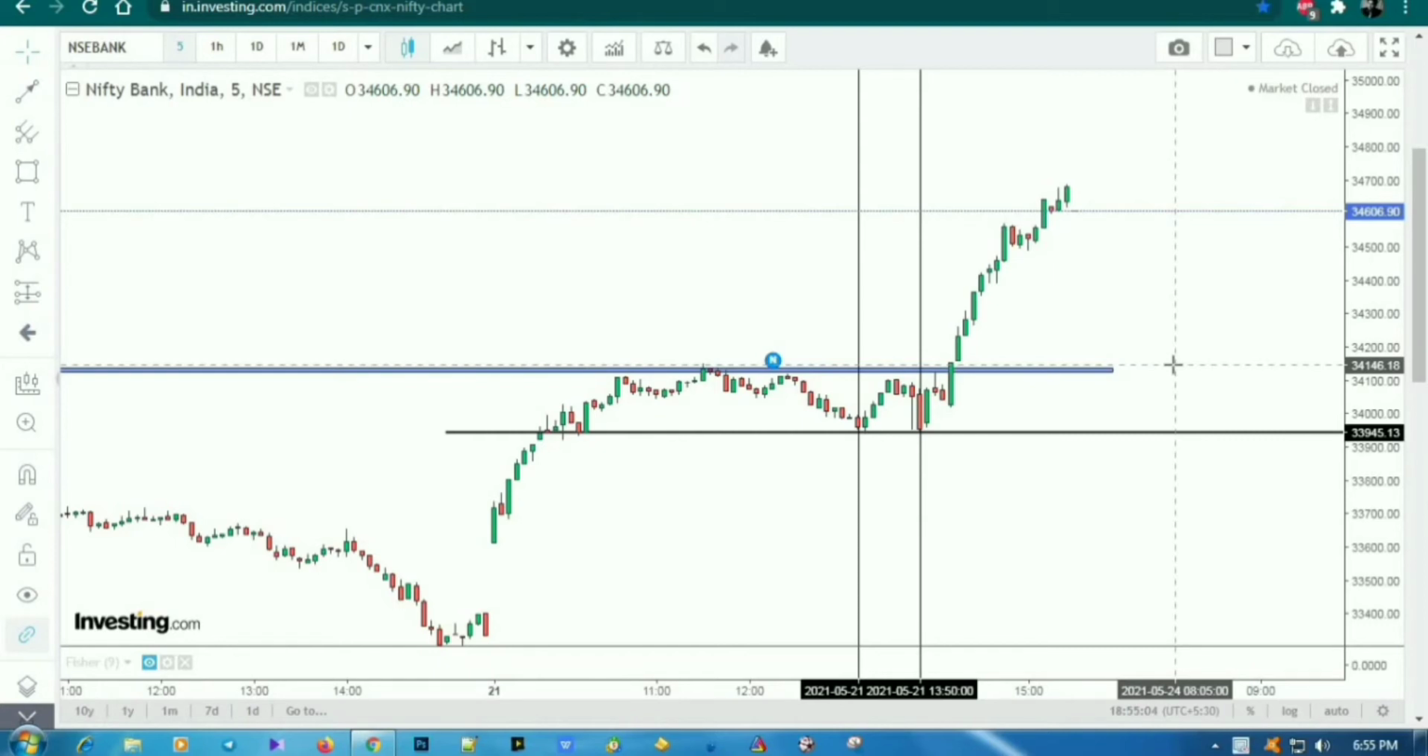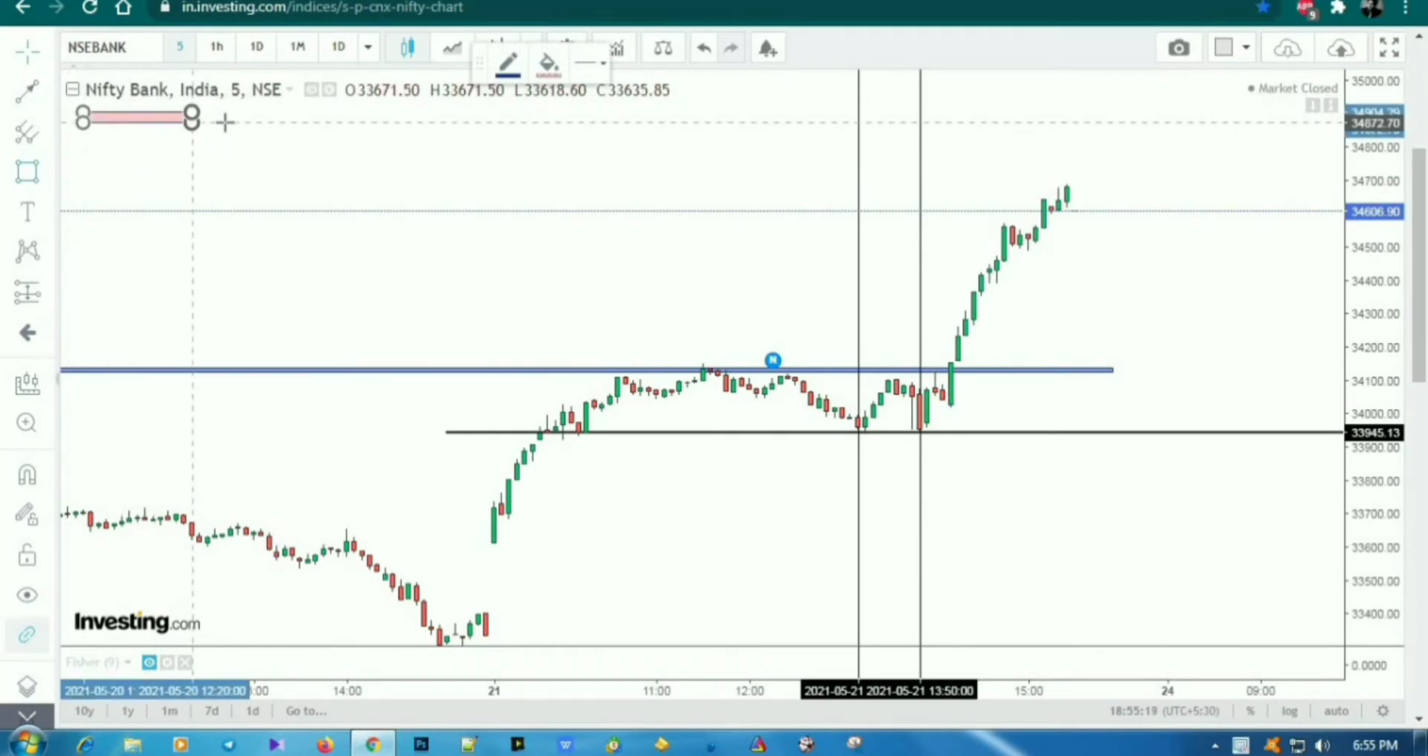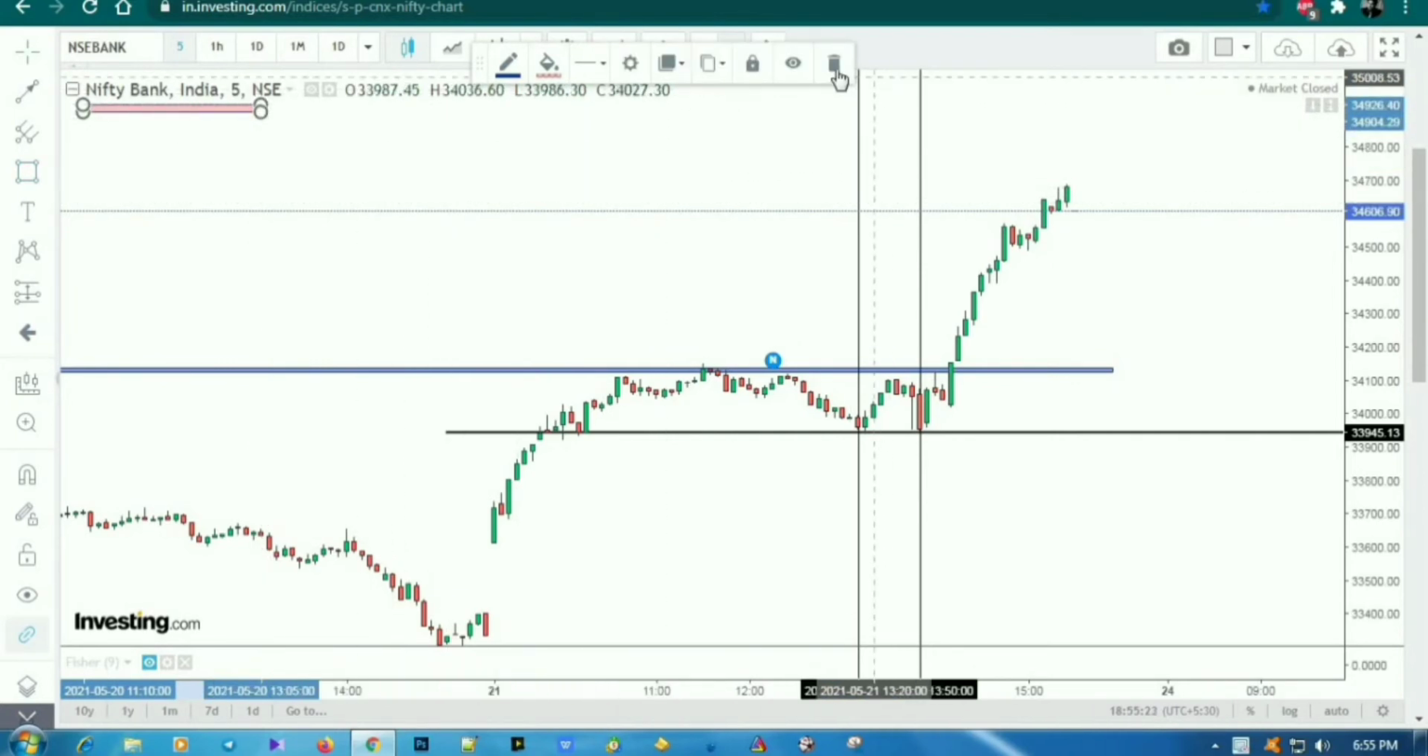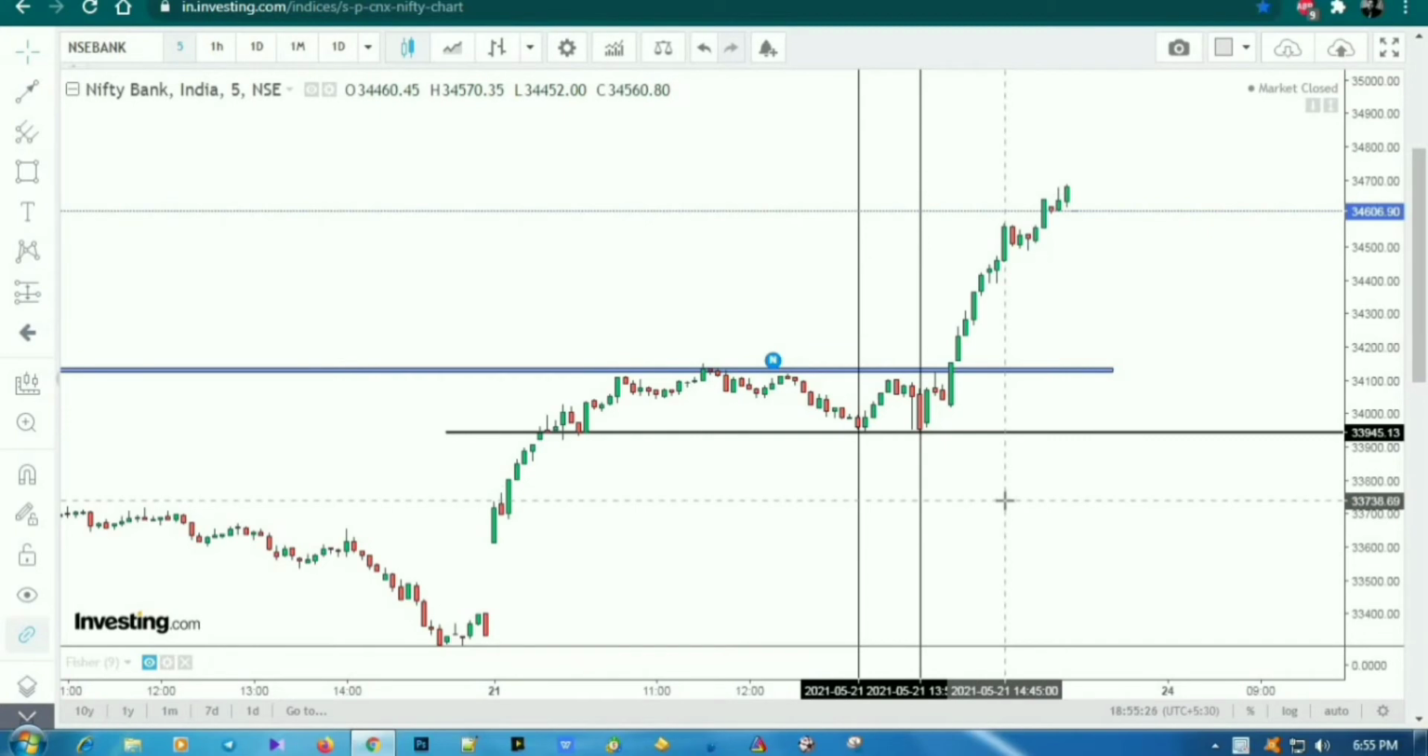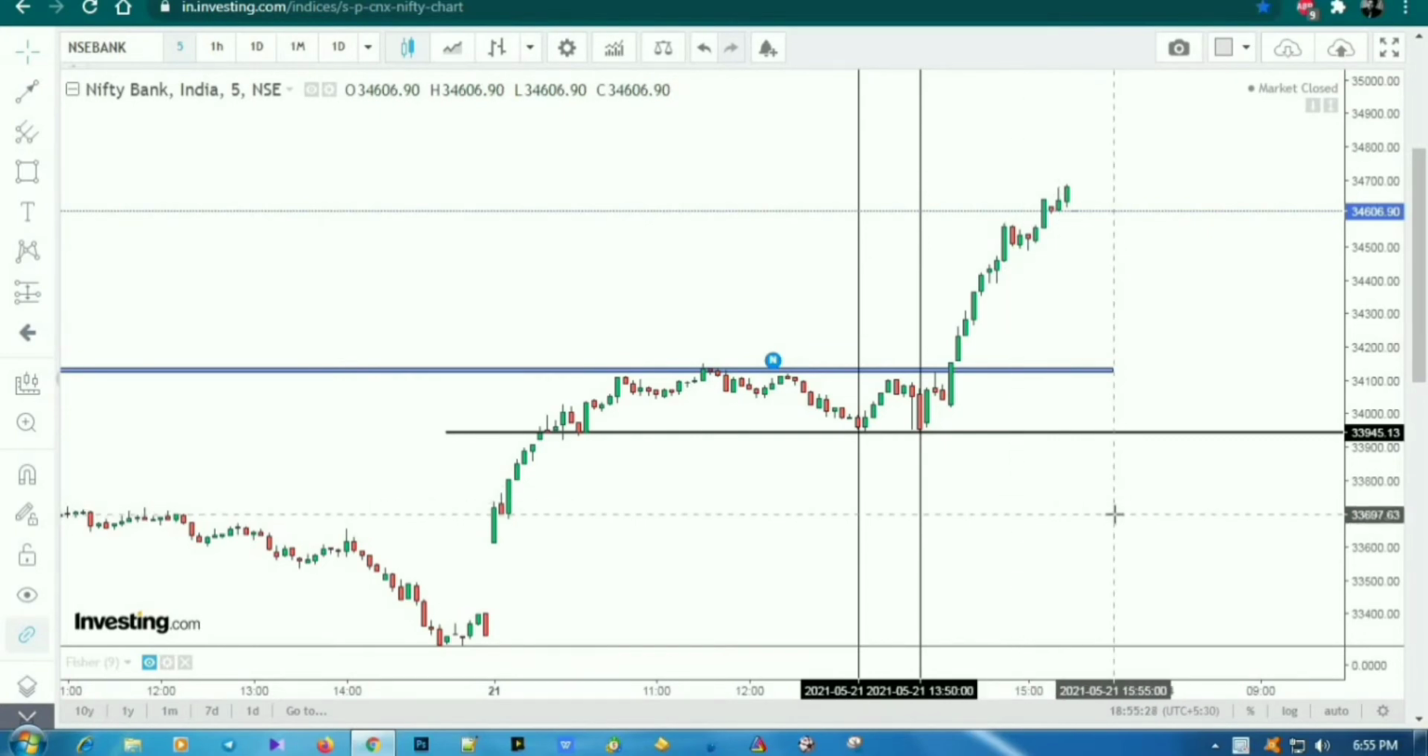Today I'll be discussing one of my favorite setups for day trading, which I personally use. For this setup, the chart I am using here is Nifty Bank and the time frame is 5 minutes. This setup is nothing but a combination of a few indicators which I'll be discussing throughout the video.